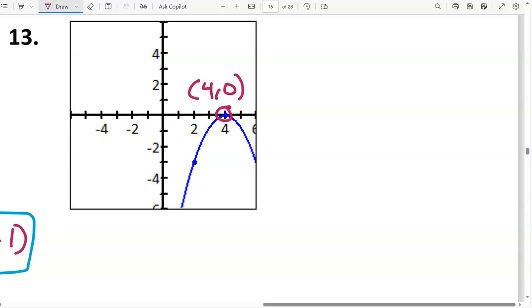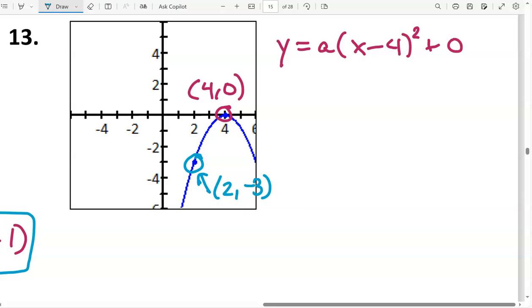Our vertex is at 4, 0, which means that the equation is in the form y equals a times x minus 4 squared plus 0. Note that the plus 0 does not need to be written. Our extra point has coordinates 2, negative 3, so y can be replaced with negative 3 and x with 2 in order to find the value of a.